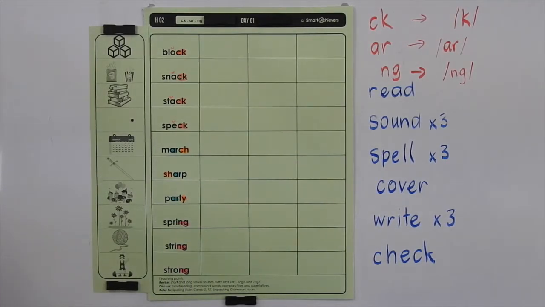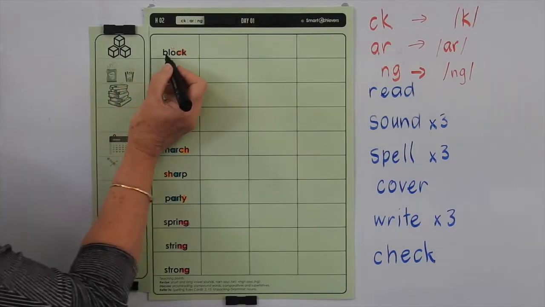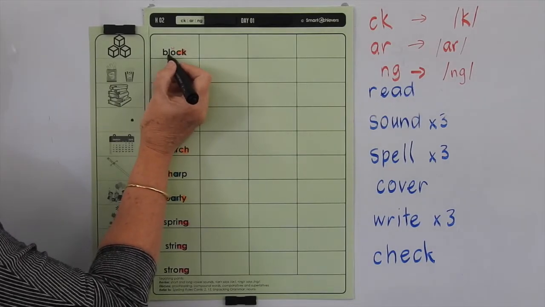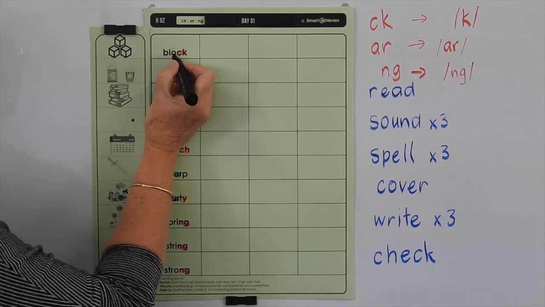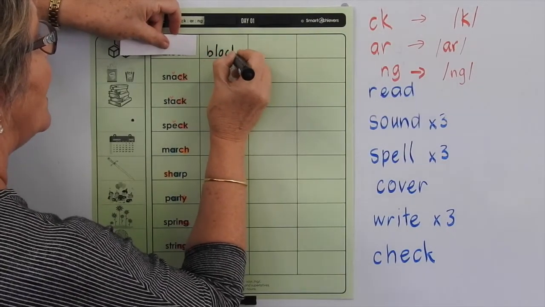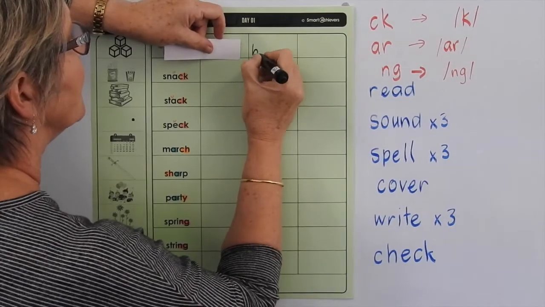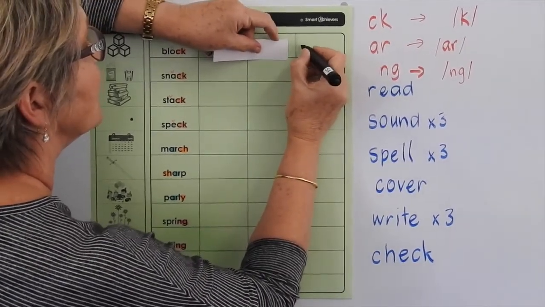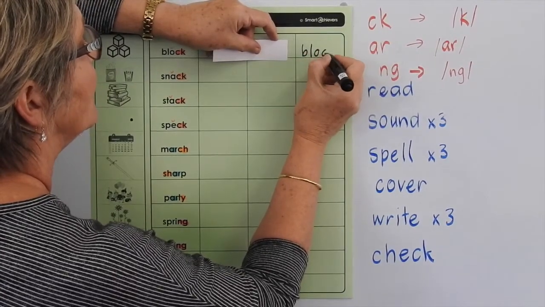Okay, let's read the words, sound the words, spell the words. So we've got block, B-L-O-C-K, B-L-O-C-K. Cover it and write it. So you have to change from sounding the word to spelling the word, because otherwise you might just write a C or a K for that k sound.